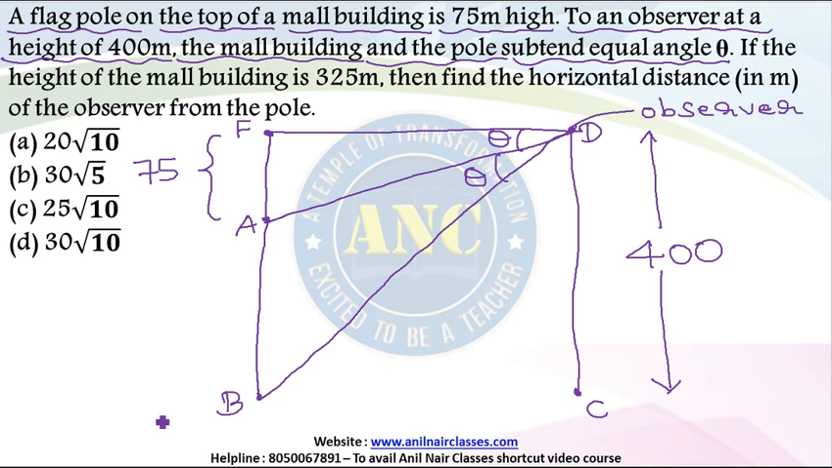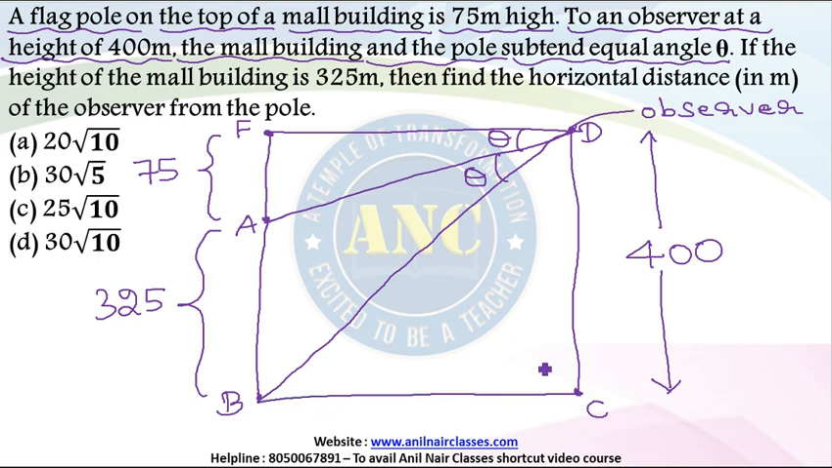That is the meaning. If the height of the mall building is 325 meters, find the horizontal distance of the observer from the pole. This BC value, horizontal distance, or FD value, is what I need to find.